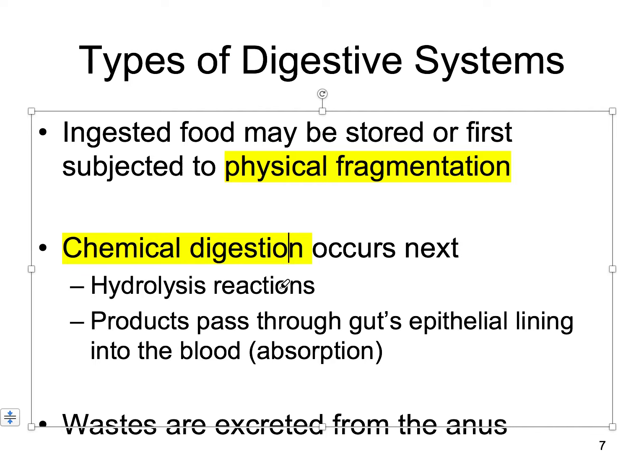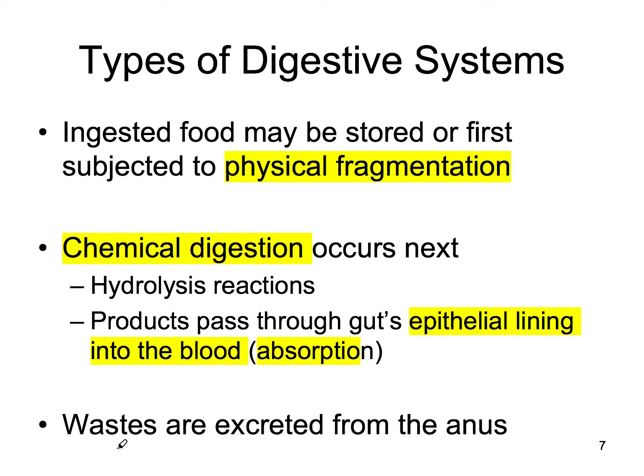and this usually happens through a series of hydrolysis reactions that are catalyzed in the stomach and small intestine of organisms. And during these chemical digestive steps, we see products passing through the gut's epithelial lining and into the blood. This is the process known as absorption. When something passes through an epithelial lining, meaning the cell membranes of the cells that line the digestive tract, and enters into the blood, that is absorption. And whatever is left behind is waste, and that is excreted from the anus.